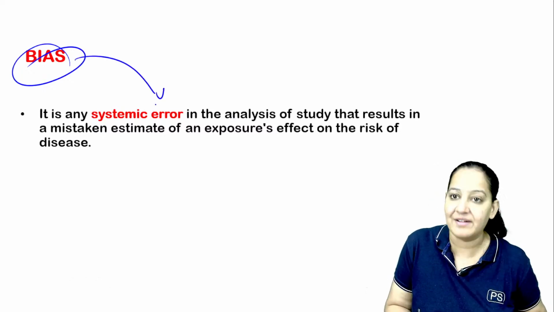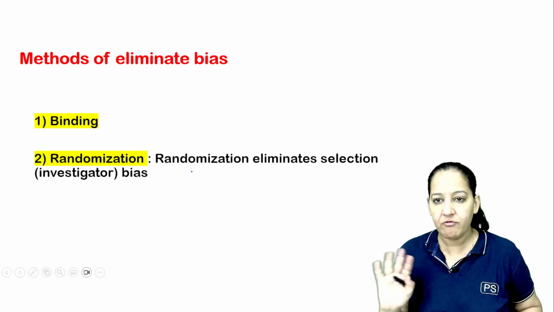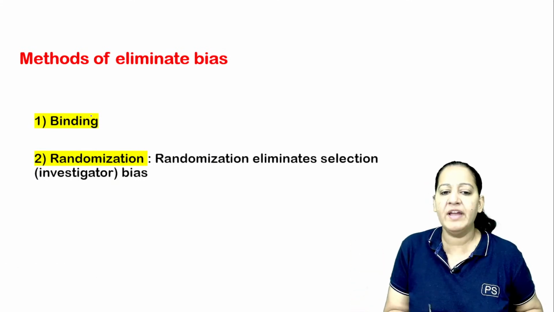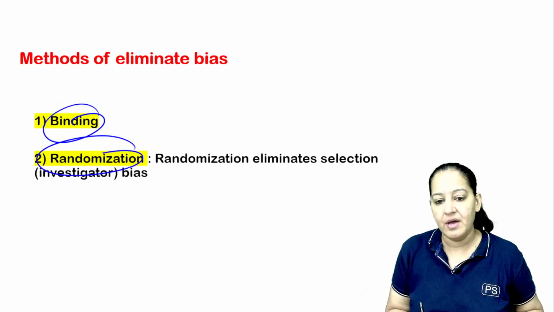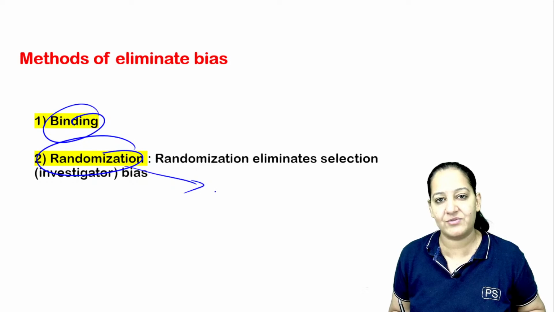Bias means the errors, the mistakes or errors. That is known as bias. So we do not want mistakes. For removing it, we will do blinding and randomization. Randomization, I already taught you yesterday. If you have watched my yesterday's session, I told you what is randomization.